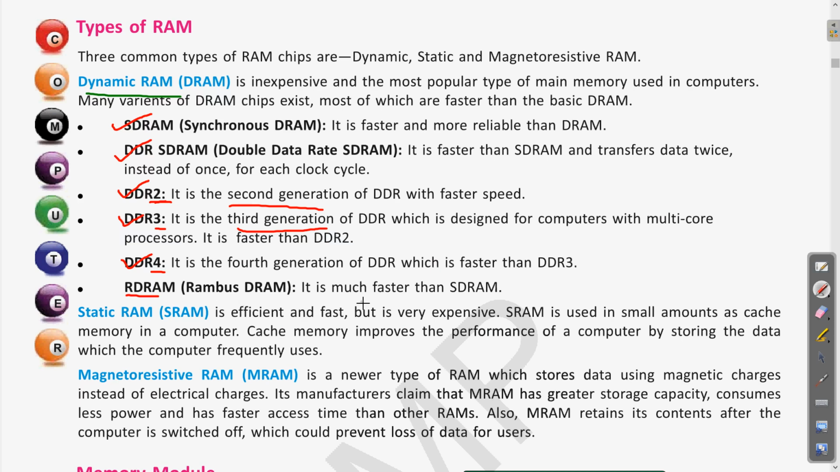So these are much faster than the synchronous dynamic RAM. After that dynamic RAM, we have one more type, that is static RAM. In the static RAM, we have seen that these are more expensive and more efficient, and mostly if you see the cache memory, here the static RAM are used in the cache memory in small amounts. Clear? And whatever the data is, they are faster and more efficient than the dynamic RAM.